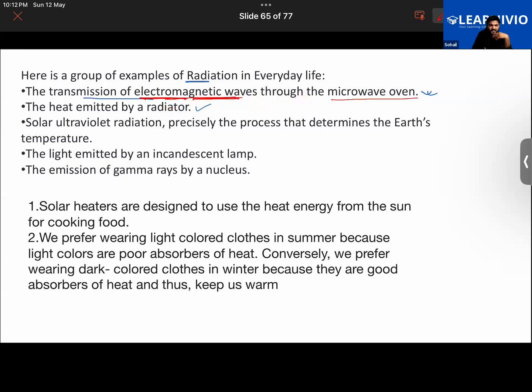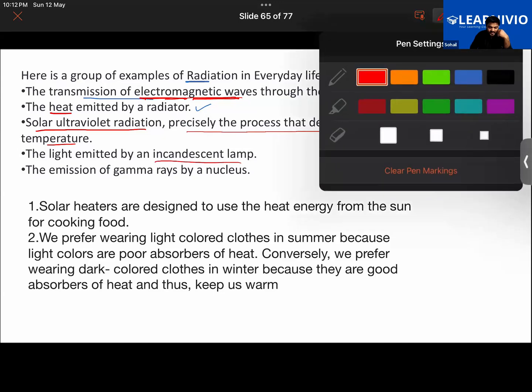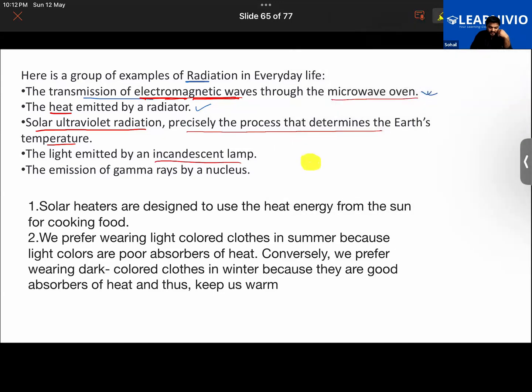Then you have a radiator. Heat is emitted out by a radiator. You have solar ultraviolet radiation, precisely the process that determines the Earth's temperature. Then you have light that is emitted by an incandescent lamp, the yellow bulbs that were earlier used. You would observe that apart from giving light, it heats up the room also. So that is also emitting radiation.